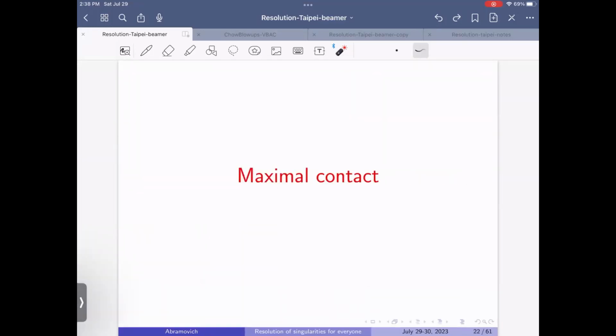In order to do this, we need to use the notion of maximal contact. It's a notion introduced by Giraud and Hironaka.